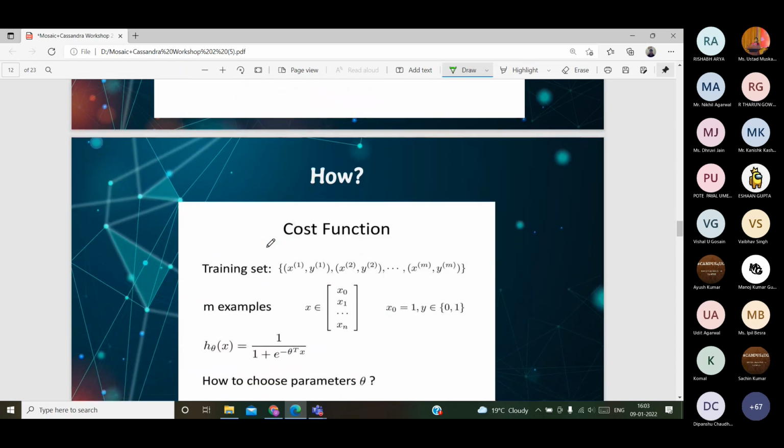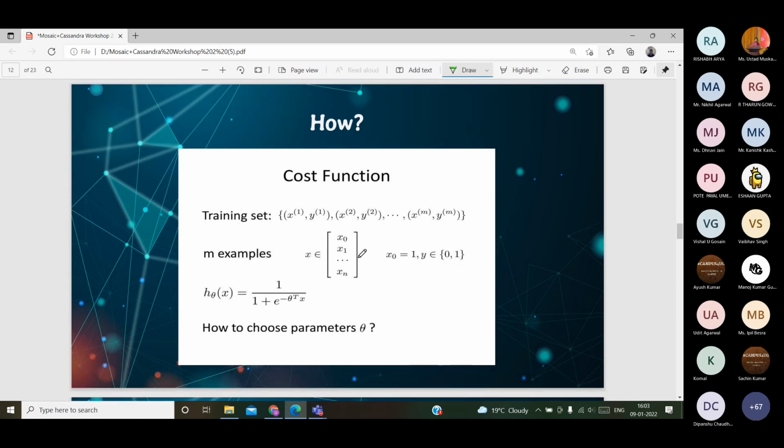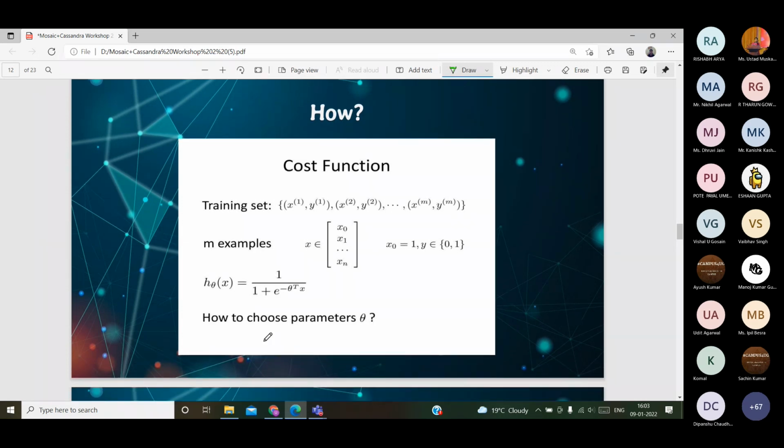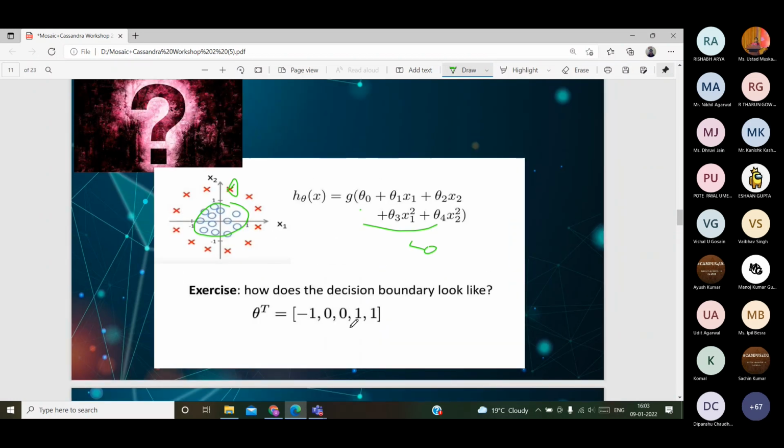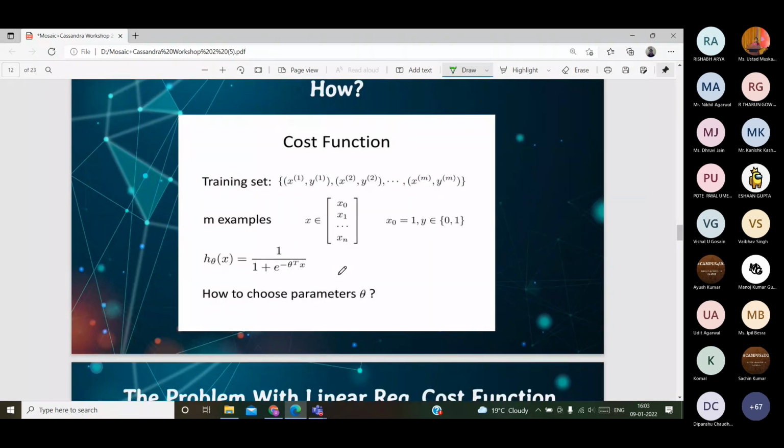So I hope everything is clear till now. Now let us move to what is cost, meaning how we'll get the parameters, like how to choose parameters theta, because here we are saying -1, 0, 0, 1, 1, but how do we get it? And that is an important part. So let us see how we are getting it.